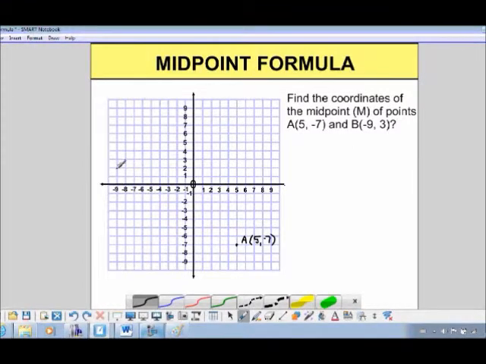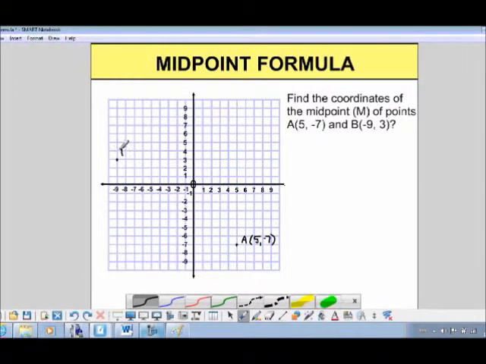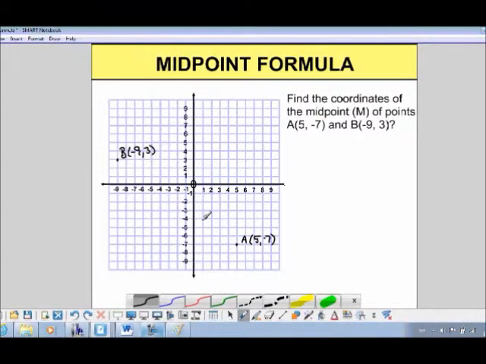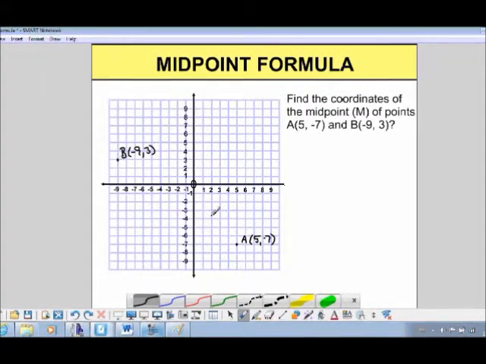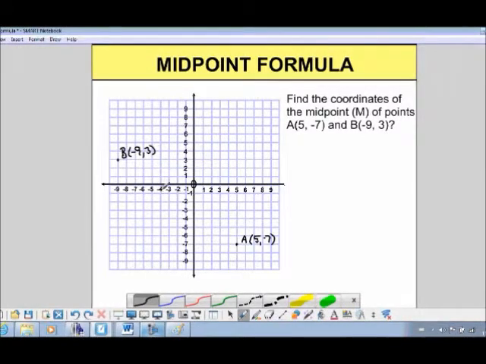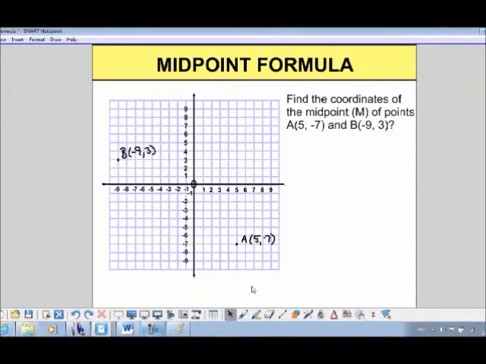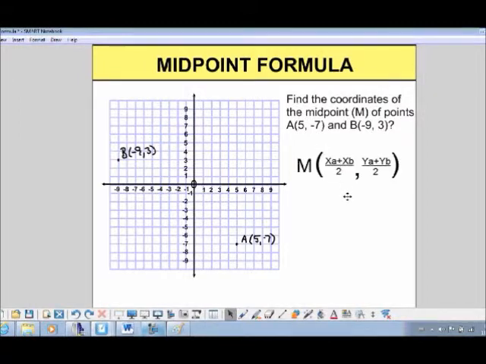And point B, -9, +3. And again, I'll label this point. So we want to find out what are the coordinates of the point that's exactly halfway between these two. So it should be somewhere in this area here. So let's take a look at our midpoint formula.